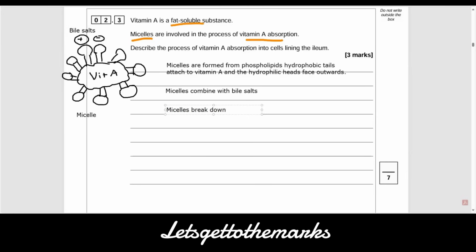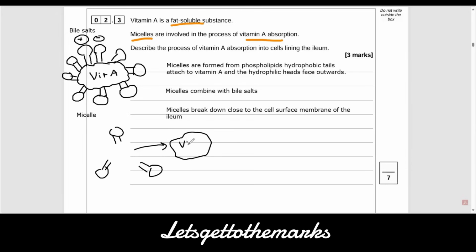So micelles break down close to the cell surface membrane of the ileum. Getting a bit specific there, but we're referring back to the question. So they're going to break apart and they're going to release. They're going to come apart like this. Let's just draw it like that. I won't overdo it. And then they release the vitamin A.